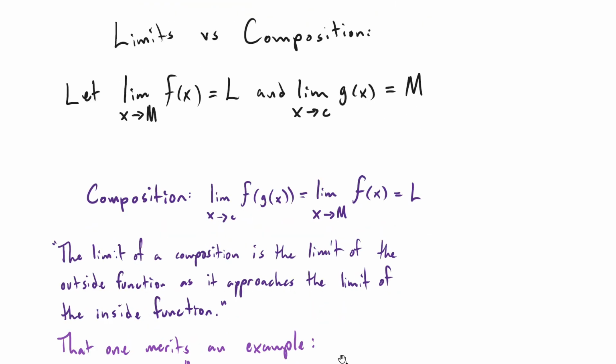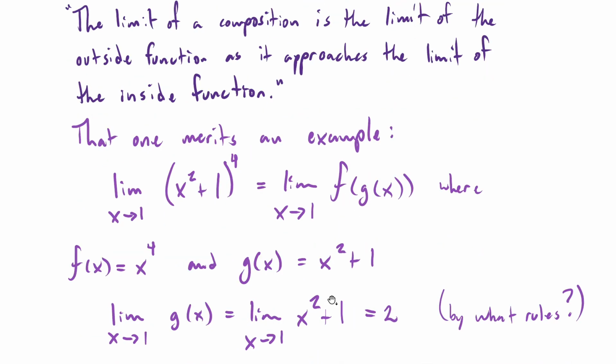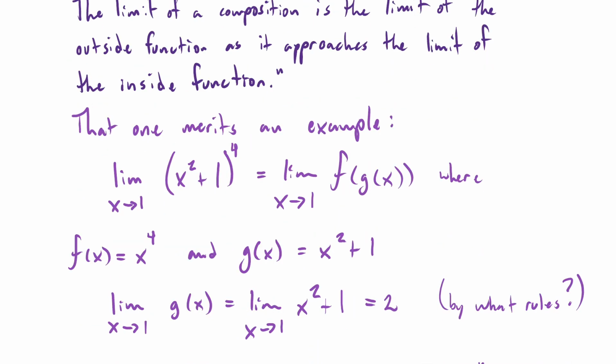I think that's complicated enough to merit an example. Let's do a simple one that could be evaluated several different ways. Here I have the limit of the quantity x squared plus 1 raised to the fourth power as x approaches 1. We could see this as a composition, where the outside function f of x is equal to x to the fourth power, and the inside function g of x is equal to x squared plus 1. Now, if we consider just the limit of the inside function, the limit, as x approaches 1, of x squared plus 1 is equal to 2.